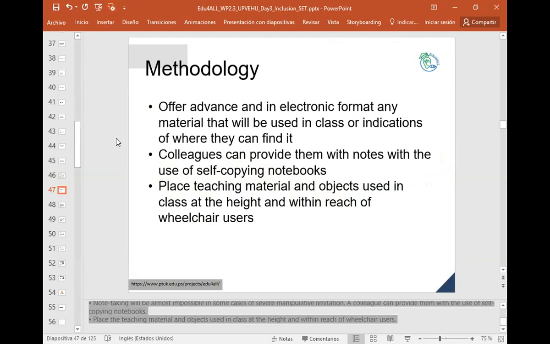Regarding the methodology, teachers should offer well in advance and in electronic format any material that will be used in class: notes, documents, readings, bibliography, outlines, slides, films and videos, or indications of where they can find it. Note-taking will be almost impossible in some cases of severe manipulative limitation. A colleague can provide them with the use of self-copying notebooks. Place the teaching material and objects used in class at the height and within reach of wheelchair users.